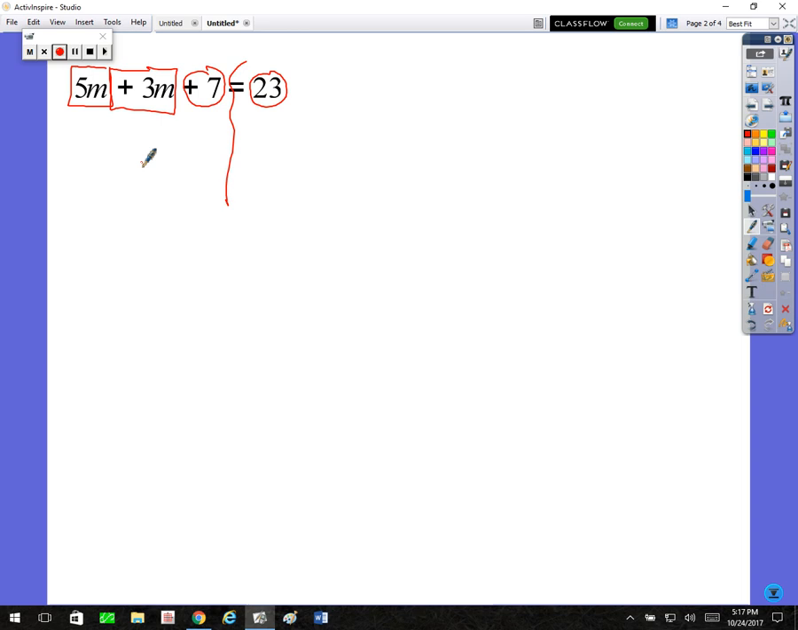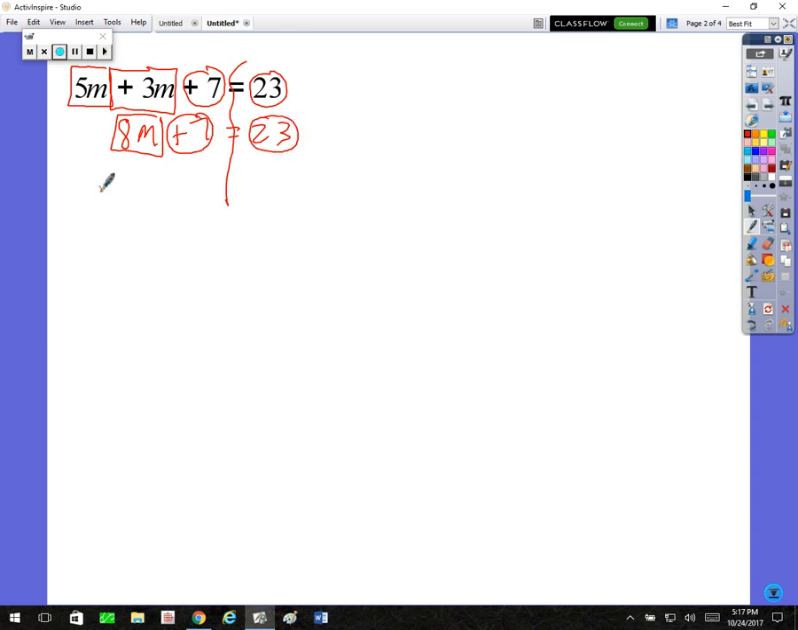So now rule 2 on our rule says to combine like terms, so 5m plus 3m is 8m plus 7 equals 23. All right, so now we can combine again. Let's go box, circle, circle.